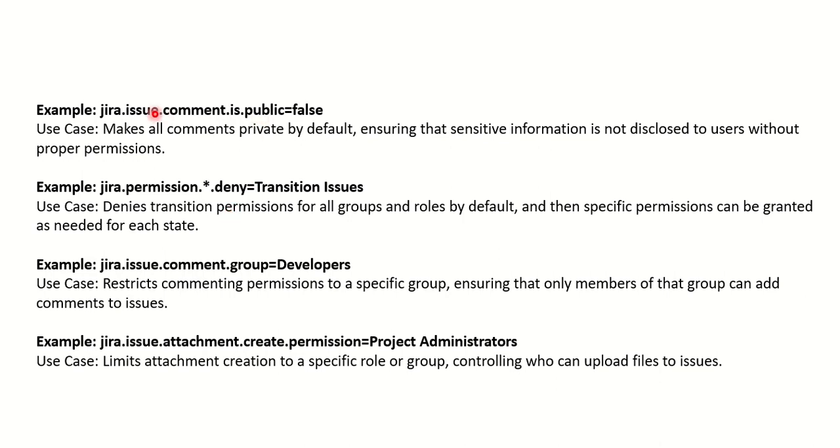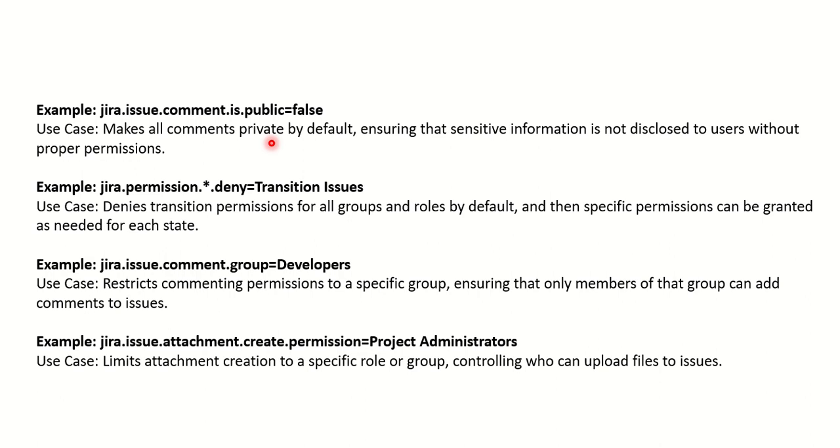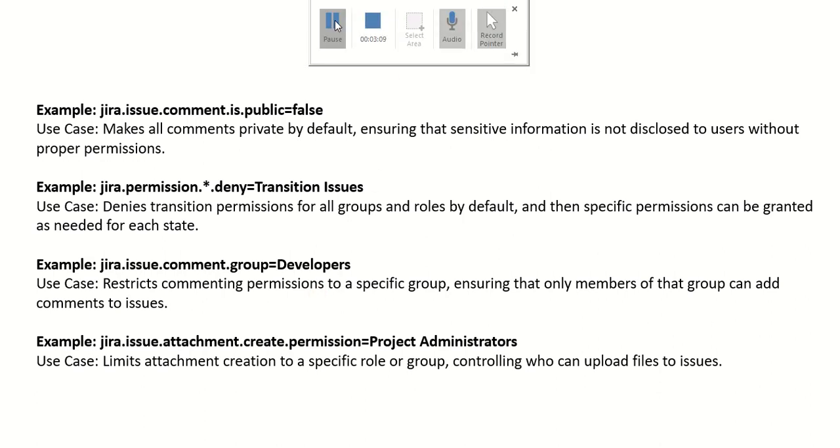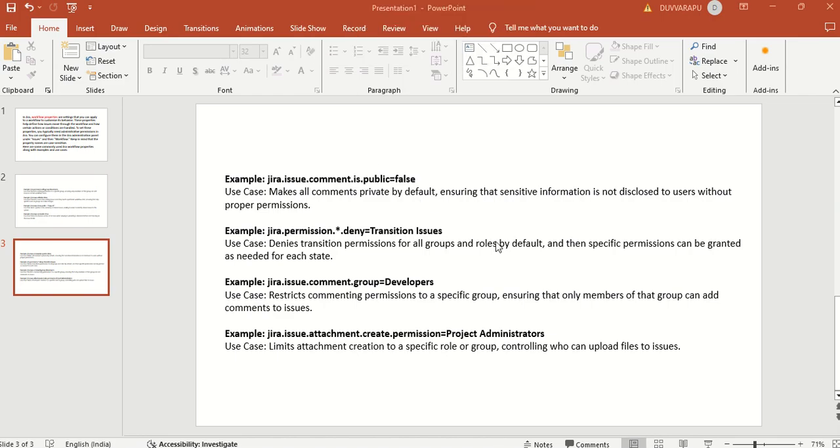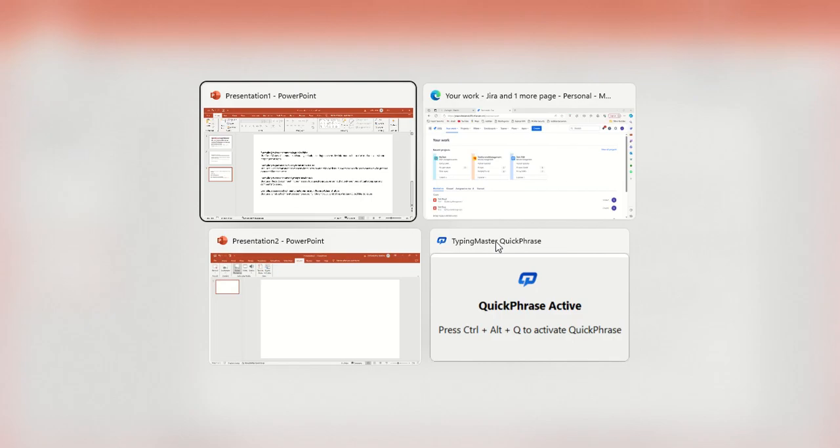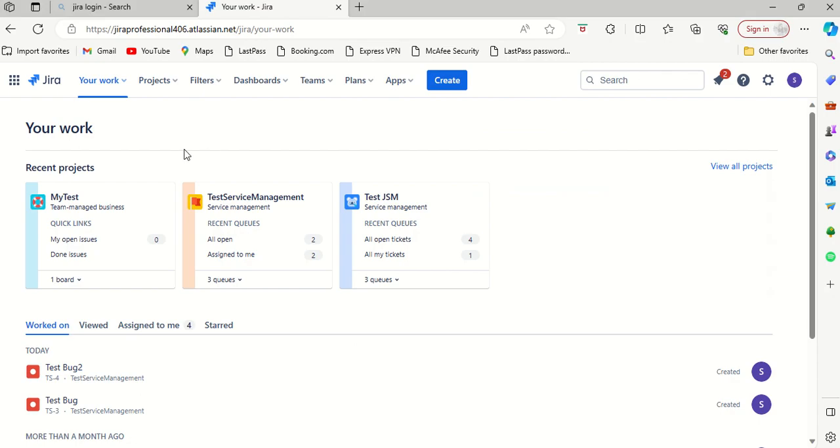And one more thing, this property you can put in two entities. I will show you in the demo. These are some of the properties, like the attachment property, and comment can be added by some group only. So you can use some of the properties. Okay, now you got the examples. So now let's go to Jira.